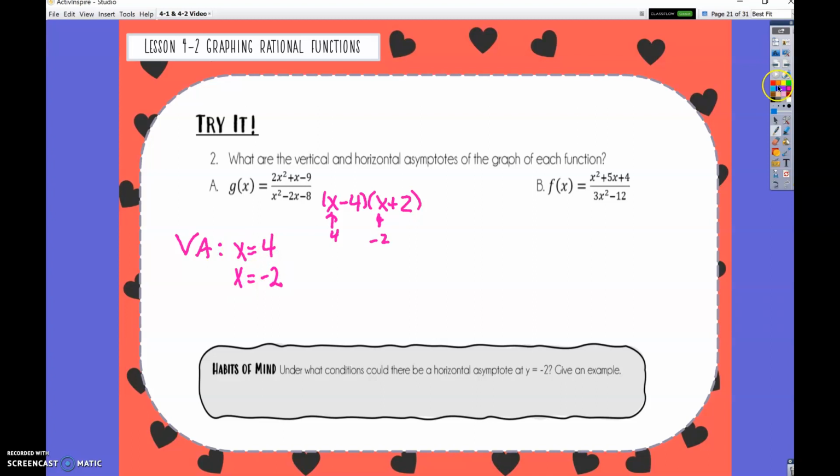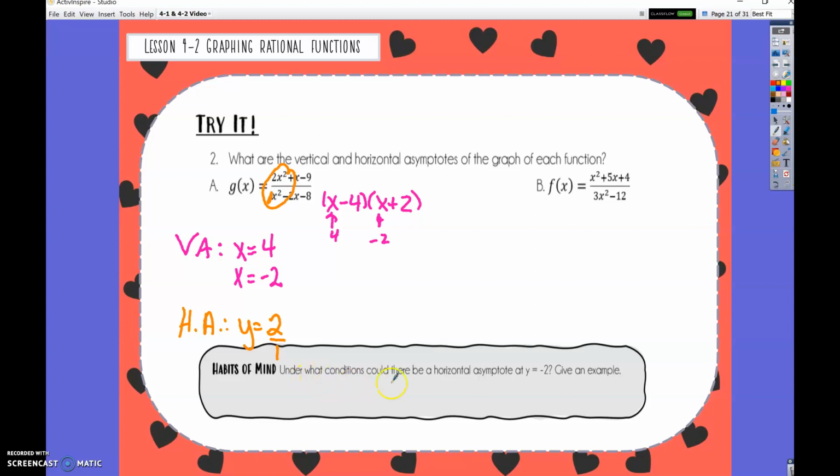My horizontal asymptotes, remember, those are found by looking at the highest powers. The degrees match. So my horizontal asymptote is at y equals the coefficients. There's a 2 and a 1, so I don't have to write 2 over 1. I can just write 2. If you want to write 2 over 1, that's fine. But because the powers were the same, you use the coefficients for your horizontal asymptote.